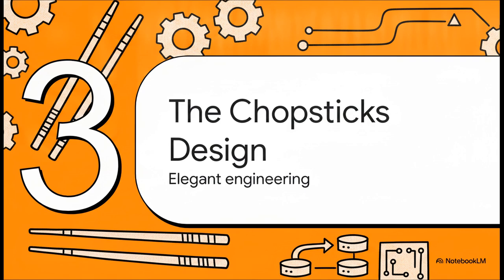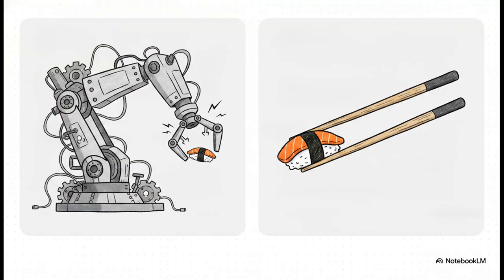Section 3, the chopsticks design. So how does the X42 protocol actually bypass all that mess? It's all about an incredibly elegant engineering philosophy. Just look at this comparison. On the left, you've got the legacy approach, basically building a $1 million hyper-complex robotic arm. On the right, 2 simple chopsticks. I mean, you wouldn't build a massive robot arm just to pick up a single piece of sushi, would you? No way. You'd use chopsticks. They're simple, they're precise, and they get the job done perfectly.